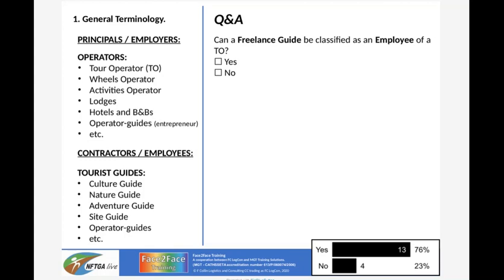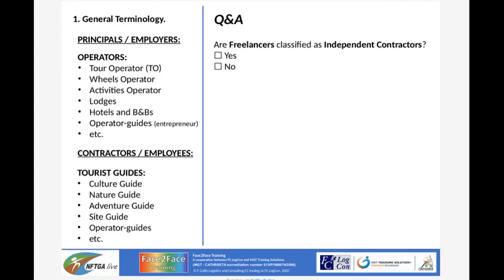So based on the 24-hour per month rule, an operator should actually register a guide on the system as an employee and pay UIF. That is what we're going to be touching upon a little bit further. But yes, you can be registered as an employee, although you've got another question. There's actually 4 questions. Are freelancers classified as independent contractors? I think I've just answered this one. But are freelancers classified as independent contractors? Yes or no?